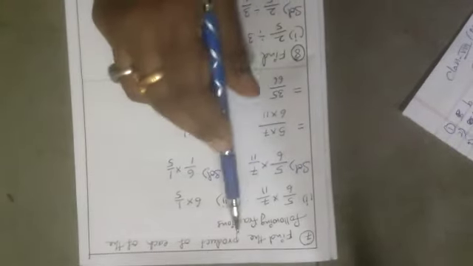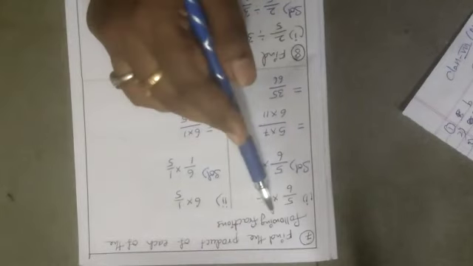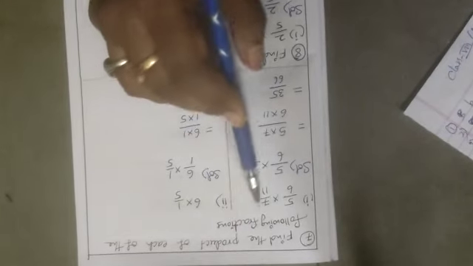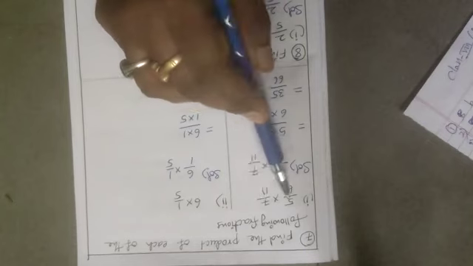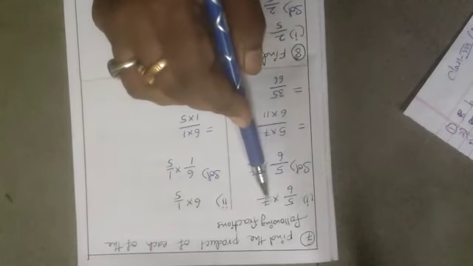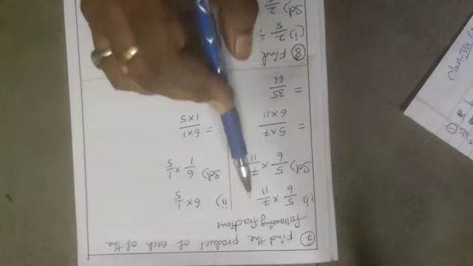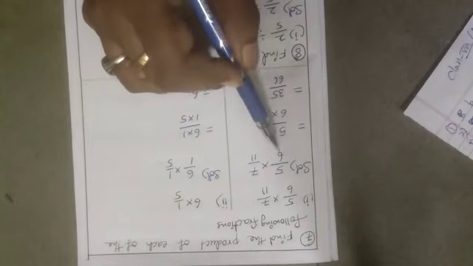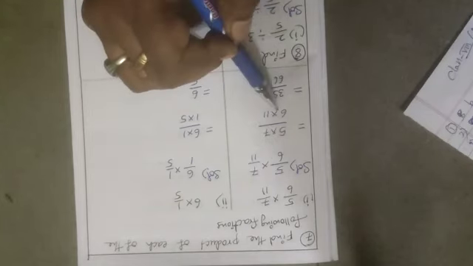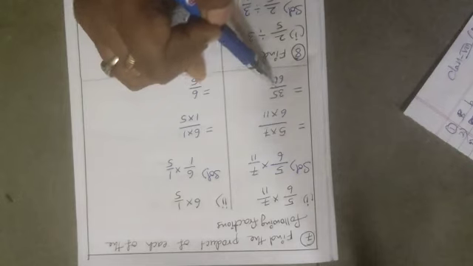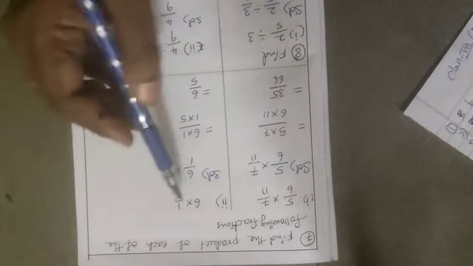Now find the product of each of the following fractions. Now we should just multiply numerator into numerator. What are the two numbers in the numerators here? 5 and 7. So 5 into 7 by denominator into denominator, 6 into 11. 5 7s are 35, 6 11s are 66 is the answer, children.